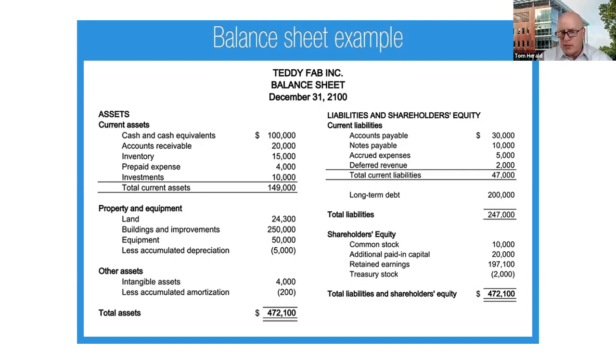Then in the bottom right quadrant, where you see shareholders' equity, that's the amount that's left over. Basically, if I have $10,000 worth of cash in the bank and assets, and I have a loan of $5,000, that means I have $5,000 equity in my business. All that complexity right there is just saying that same thing as I just said.